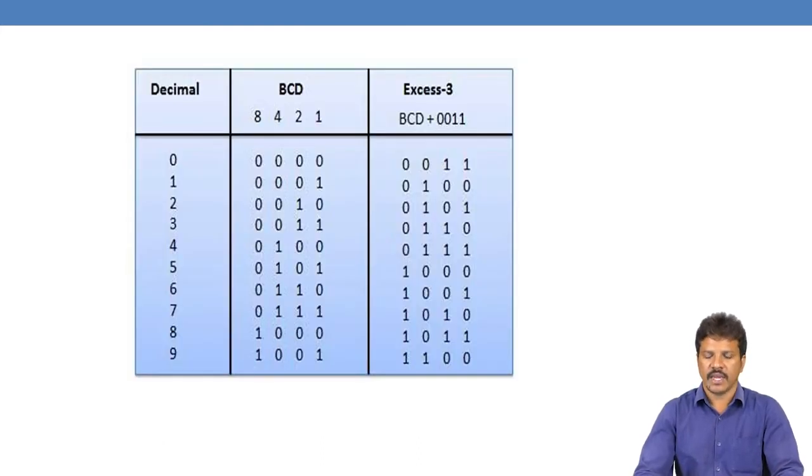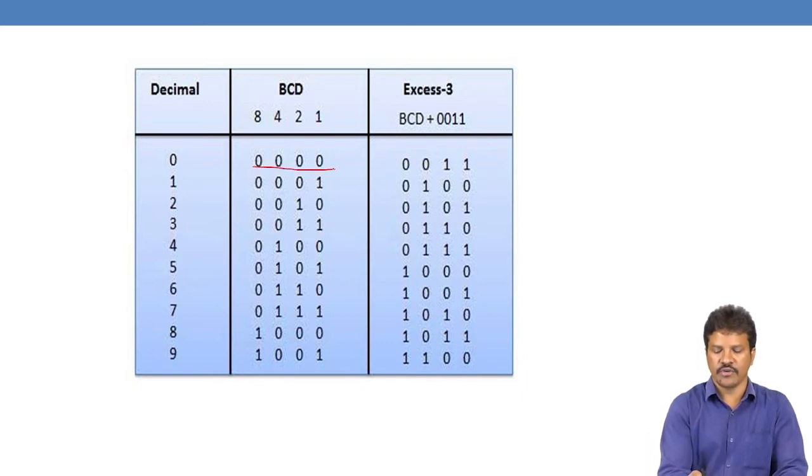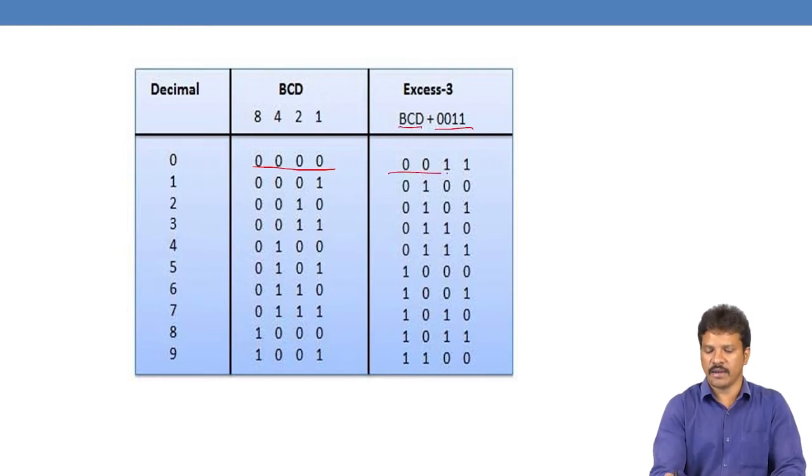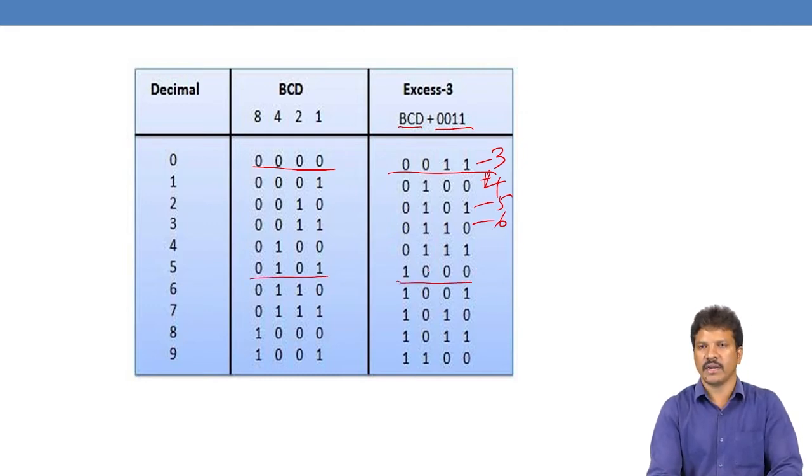This is the table which explains the difference between BCD and XS3. Here it is 0, 4 zeros, and BCD plus 0011 gives you the XS3 code. 0 plus 3 is 3, so it starts from 3. 1 plus 3 is 4, then 5, then 6. For 5, 0101 plus 3 gives 8, and 1000 represents 8. So this is the XS3 code.